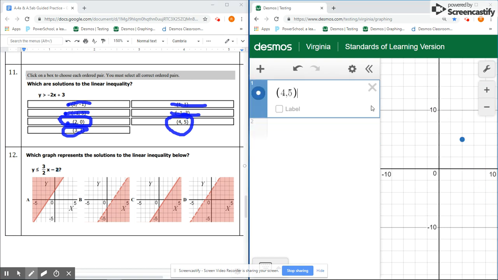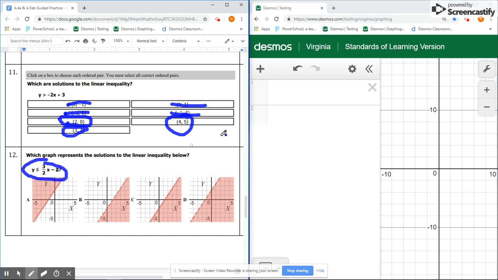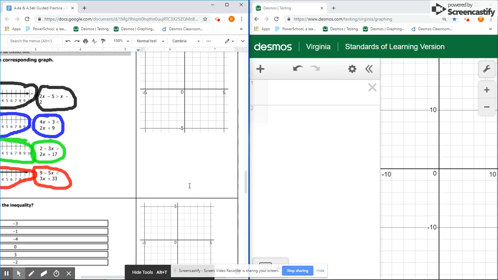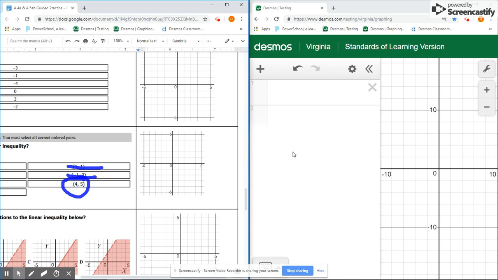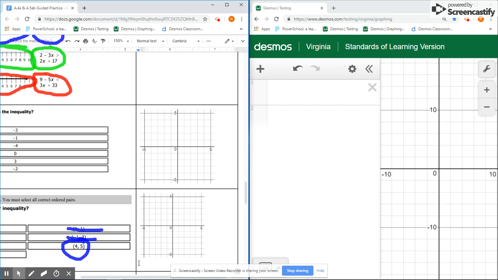Okay, and then the last question here, number 12, which graph represents the solutions to the linear inequality below? We need to graph this on Desmos here and then match the correct graph with that inequality. Okay. As always, make sure you are sliding over to the right and you are writing down what we did in Desmos. That way you can get full credit for your guided practice.